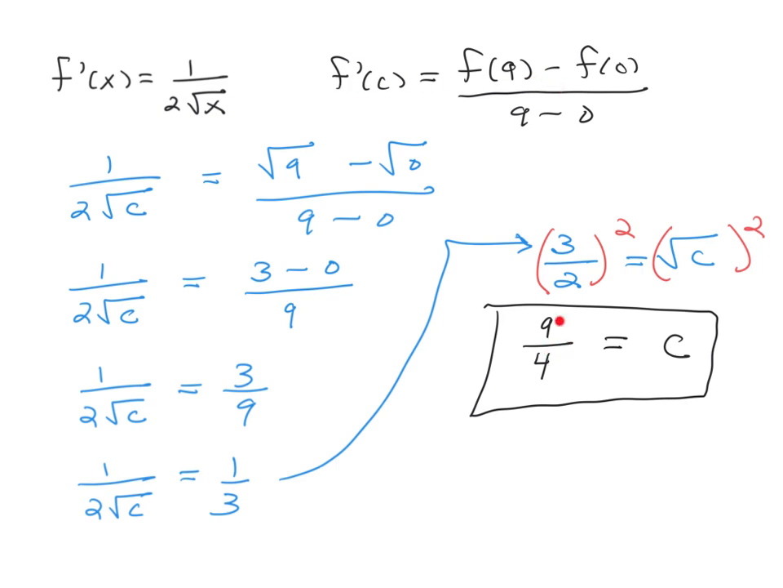This number, 9/4, should be within the interval from 0 to 9. And it is. 9/4 is 2.25. That's greater than 0, and it's less than 9. And that's the answer to this problem.